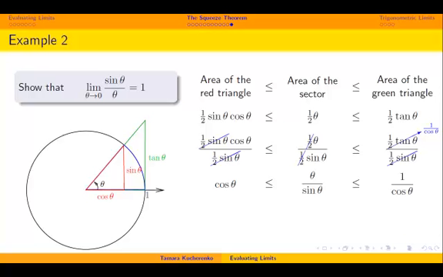Now we are ready to use the squeeze theorem. When theta approaches 0, both cosine theta and 1 over cosine theta have limit 1. By the squeeze theorem, the limit of theta over sine theta must also be 1.